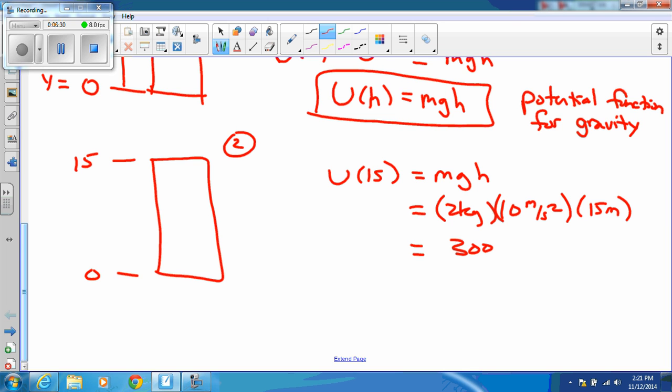What's a kilogram meter squared per second squared? It's almost a newton, but a newton is a kilogram meter per second squared. What's a kilogram meter per second squared? It's a newton meter, which is a joule. That's right.